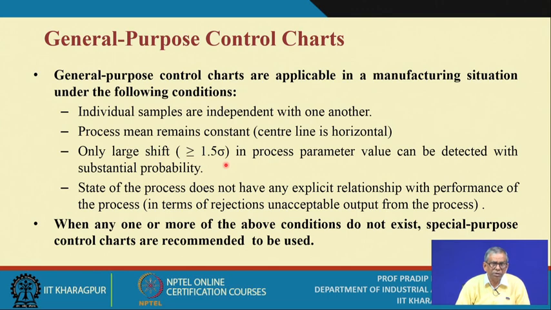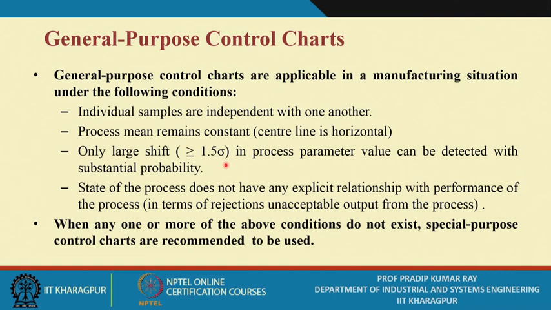As I have already mentioned, there are two specific purposes of control charting. The first one is that with the help of a specific control chart, you will come to know at any given point in time whether the process has gone out of control. The second purpose is that if there is a shift in the process parameter value, the control chart must be able to detect it as early as possible, as quickly as possible.